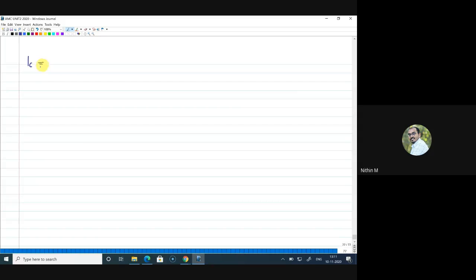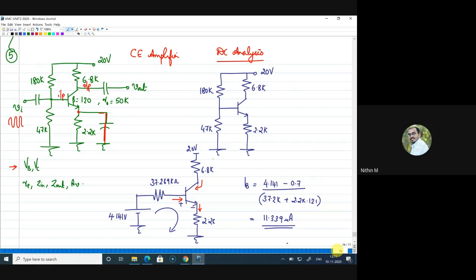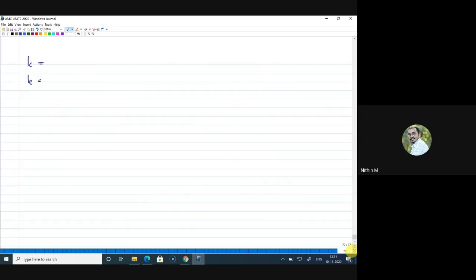Naman. Okay, let me tell one thing here. Why am I finding IC, IB, and IE? If I want to evaluate VB and VC, I should know these currents, right? Naman, what are the IC and IB values? IC is 1.367 milli. 1.361 milli I got. Okay, IE. So is it 1.356? No, IE should be more than IC, right? Yeah, IE is 1.361 milliamps.